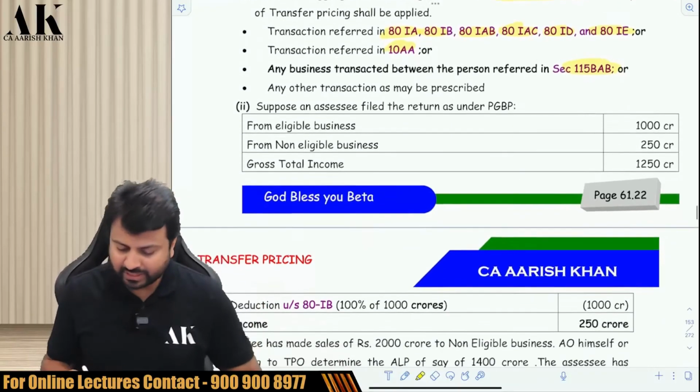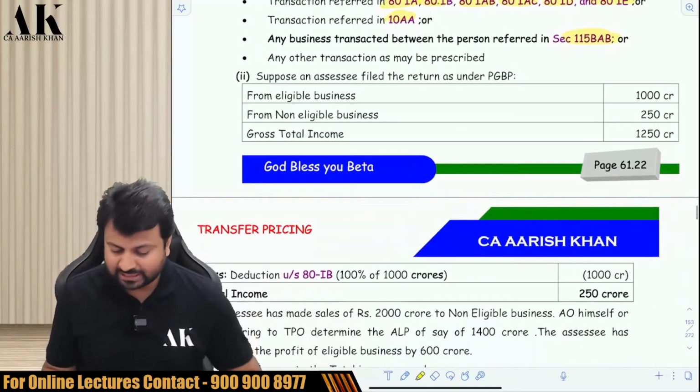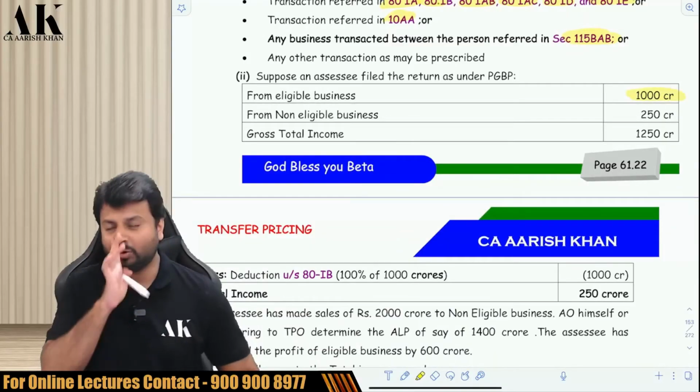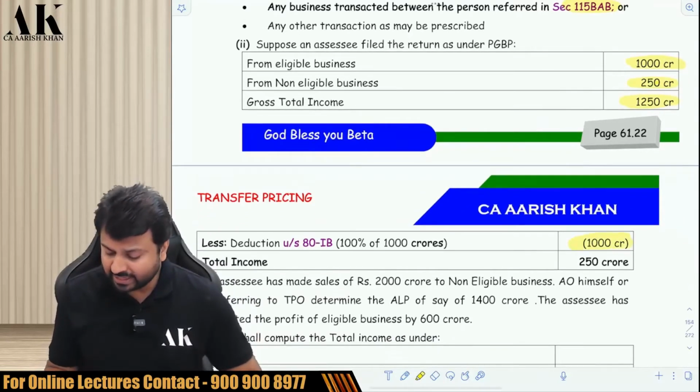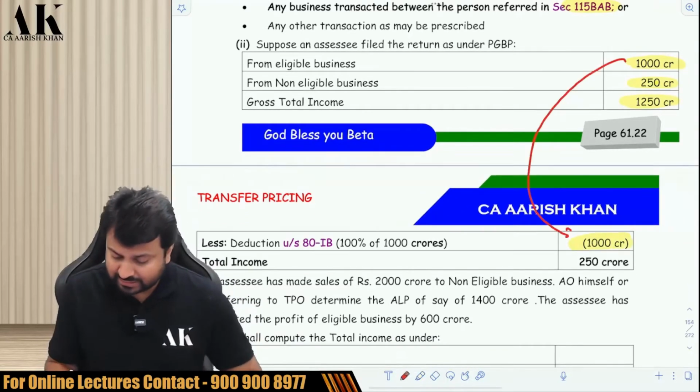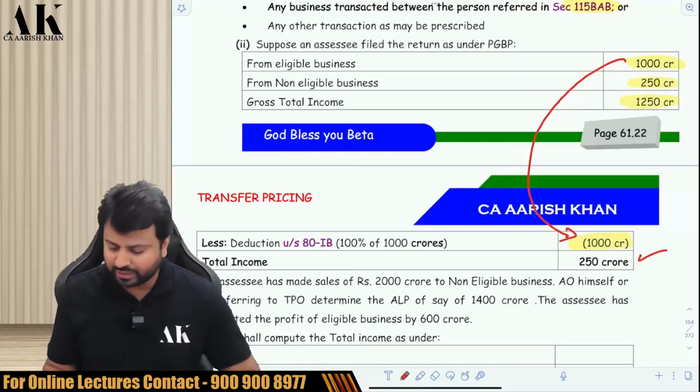There is an assessee who files a return as follows. The eligible business has a profit of 1000 crore, and the non-eligible business has a profit of 1250. The GTI is 1250. And the deduction will be what? 1000 rupees. That is 1000. The eligible business will be subject to deduction, and therefore total income will be 250.